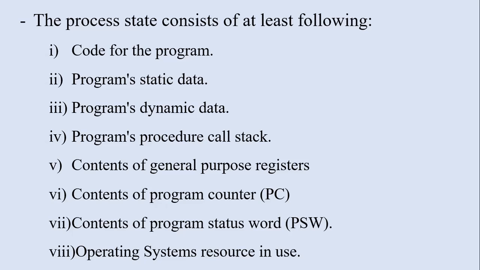And therefore, the process state consists of at least the following. Number 1 is the code for the program. Number 2 is the program's static data. Number 3, the program's dynamic data. Number 4, the program's procedure call stack. Number 5, the contents of general purpose registers. Number 6 is the contents of the program counter. Number 7 is the contents of the program status word. And number 8 is the operating system's resources that are in use.